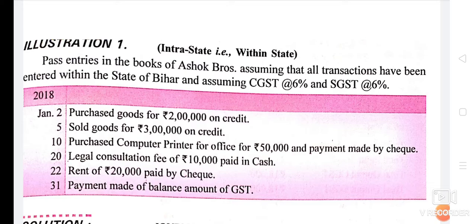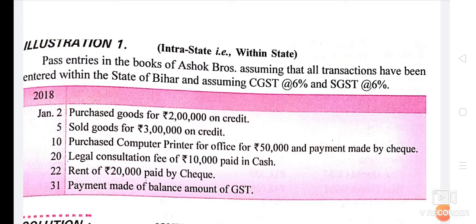which is applicable to interstate transactions, that is transactions between two states or transactions out of India, etc. Which is called IGST, integrated GST. So this is the example of intrastate transactions.